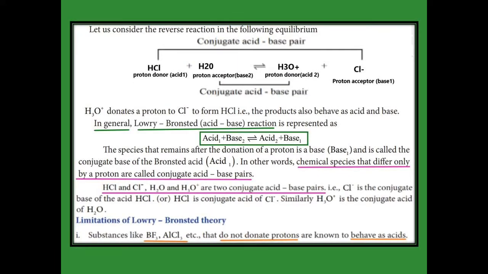In this slide, now consider the reaction between HCl and water. The HCl gives the H plus to water, so on the product side it becomes H3O plus and Cl minus. Now HCl is the proton donor, so it is an acid. The water is a proton acceptor, so it is a base. Now see the product side. The Cl minus accepts the proton from H3O plus. Proton acceptor means what? Base. So this one is considered a base.